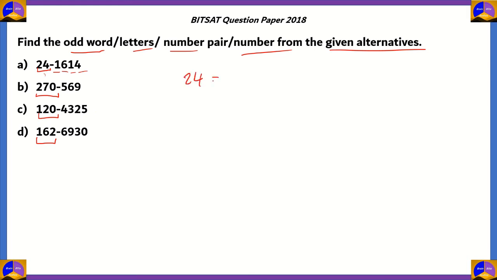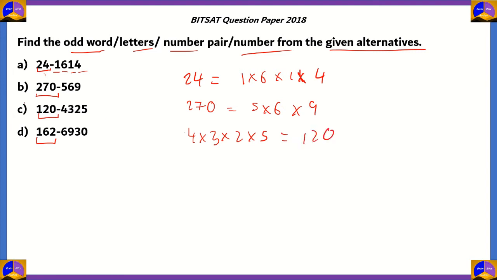Now, when we take 24 and multiply the digits on the right-hand side, you get 1 into 6 into 1 into 4. So 1 times 6 is 6, 6 times 1 is 6, 6 times 4 is 24. So this relation is correct. Now let's look at the next relation. It's 270. So 5 times 6 gives you 30, and 30 times 9 gives you 270. So that's correct too. Now let's look at 4 into 3 into 2 into 5. 4 3s are 12, 2 5s are 10. 12 times 10 gives you 120. So even C is having the same relation.